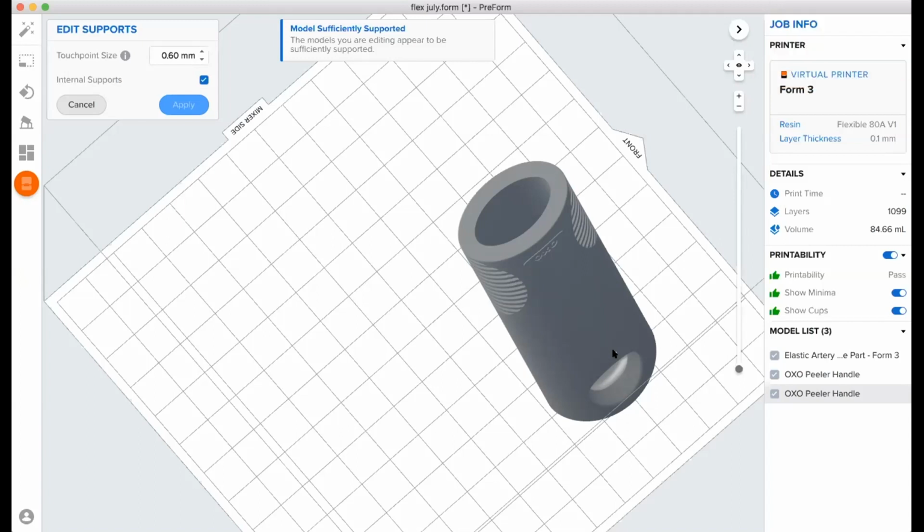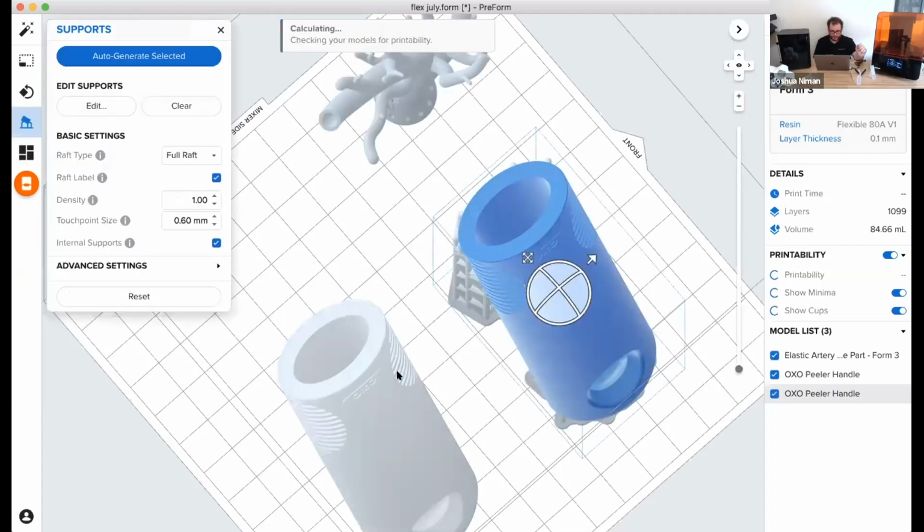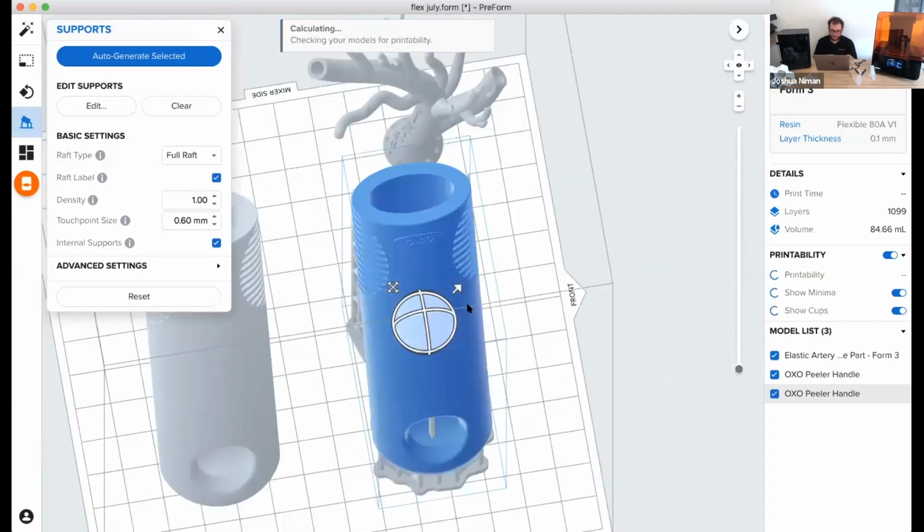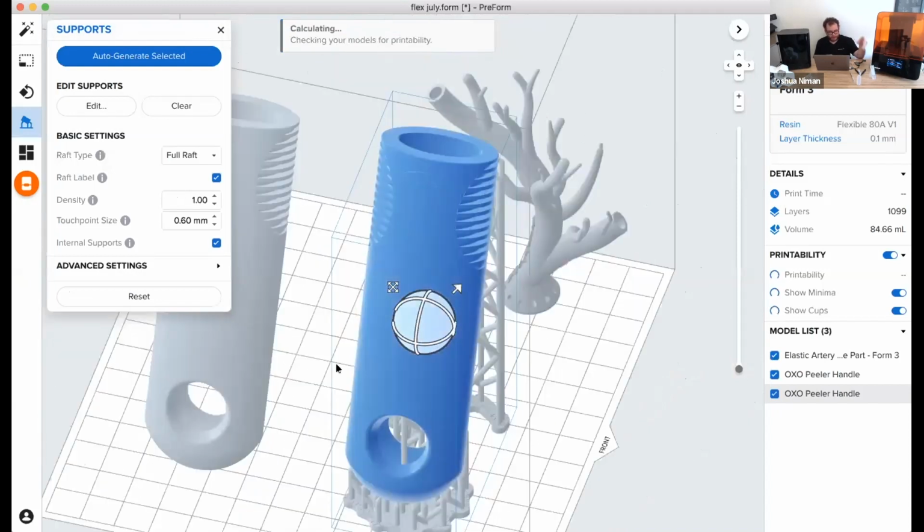Cool. I think that's it for non-post-processing stuff, so feel free to move on. Cool. I want to derail this a little bit to talk about the OXO peeler and sort of uses for this material.